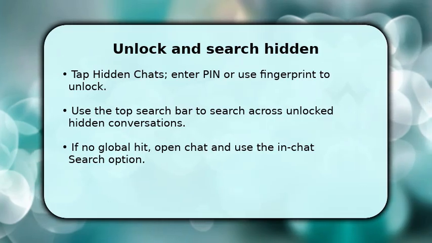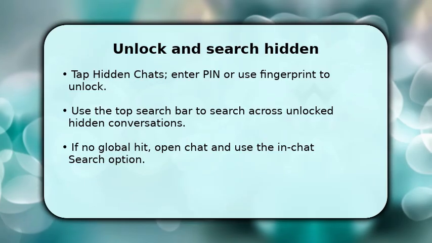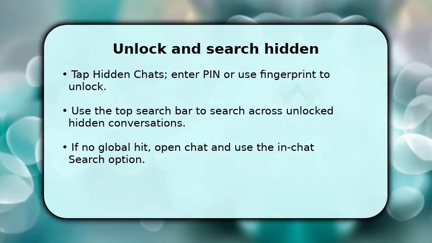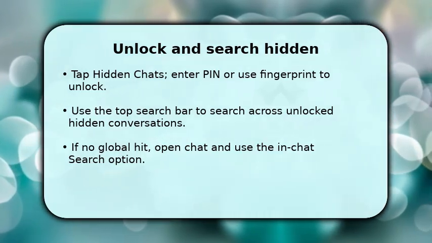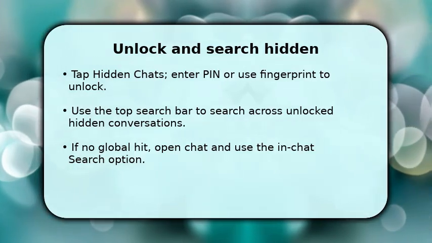If the global search doesn't find what you need, open the specific hidden conversation, tap the menu, and use the in-chat search to scan that chat's history precisely. Make sure to try different keywords and spellings if results look incomplete.